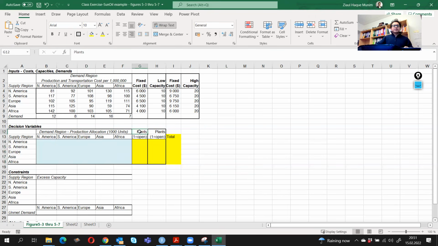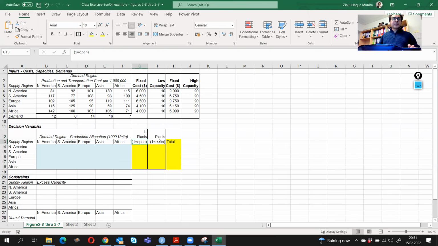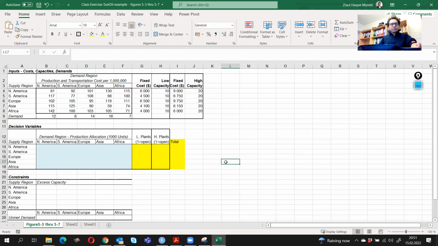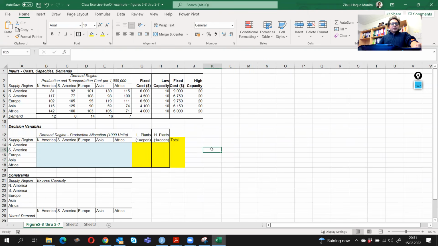Here it could be a good idea to write low plants, and here it could be a good idea to write high plants. So plants mean production plants. Now here we will get our outcome.